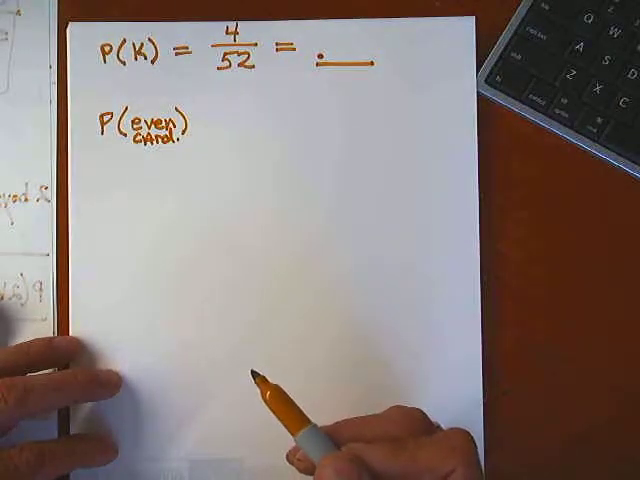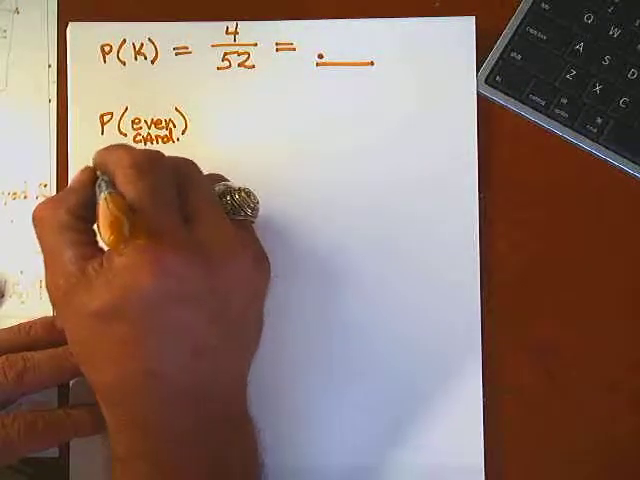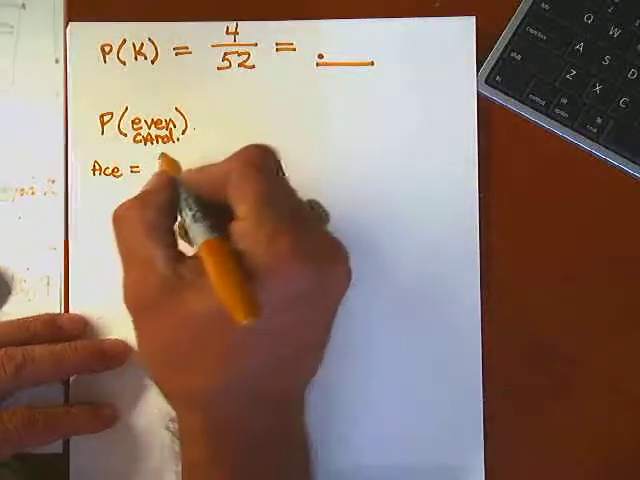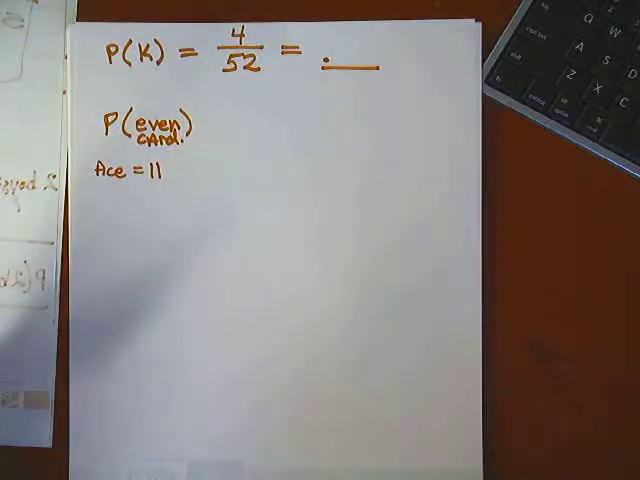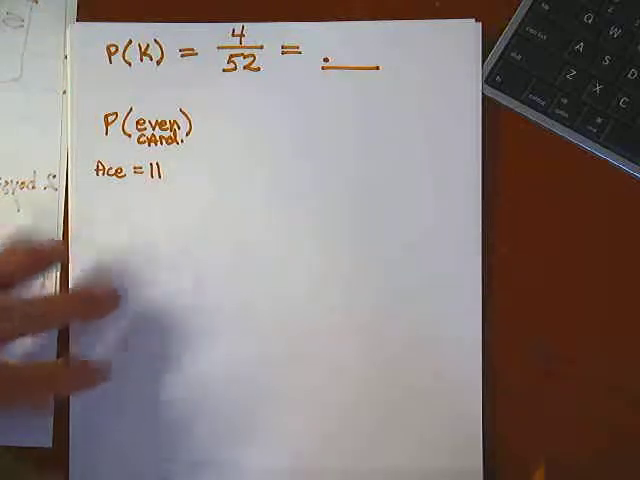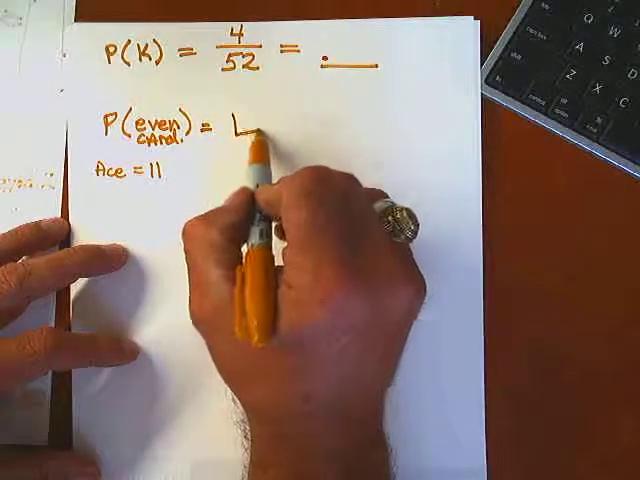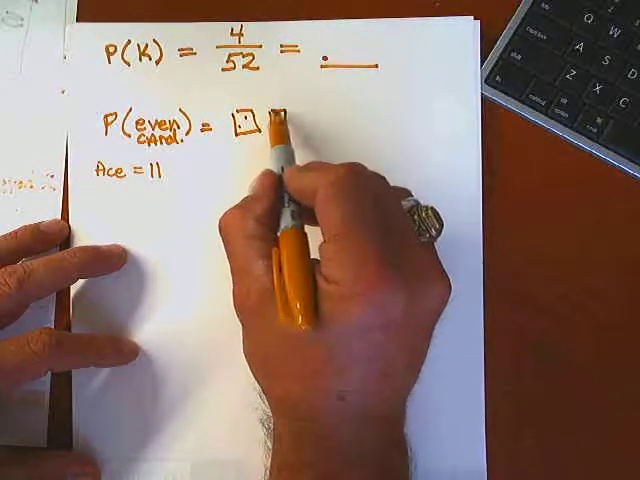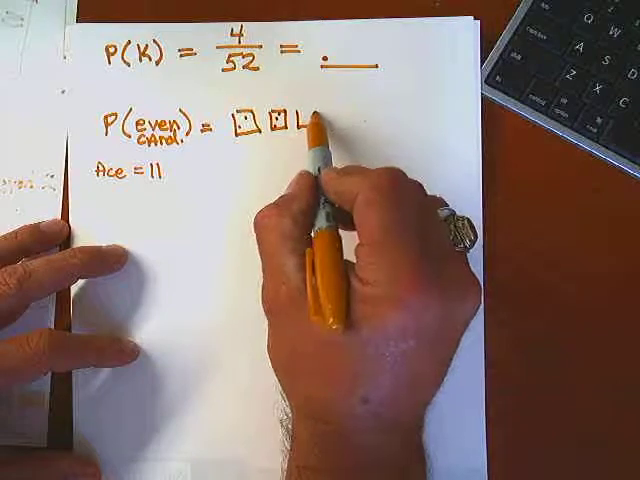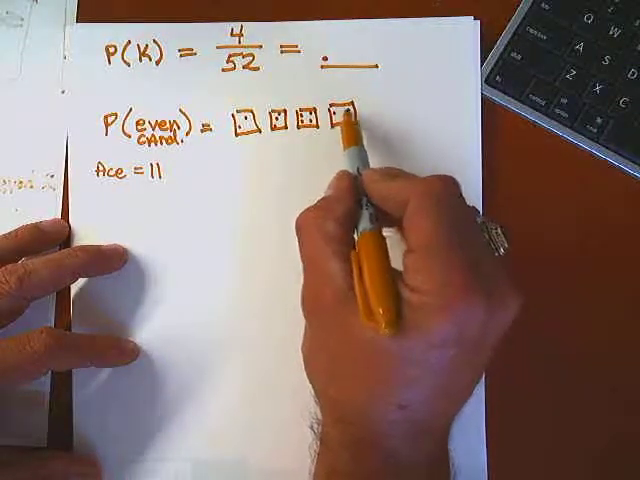What about the probability of picking an even card? It'll have to give you a note like ace is equal to 11, or ace is equal to 1, or whatever the case may be. So we'll draw a picture. Let's see, we got a card here.